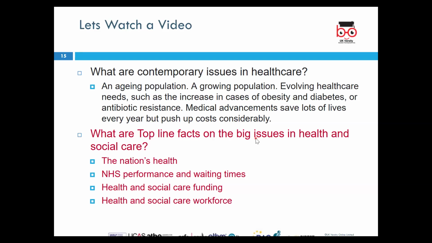The top line facts on big health issues in health and social care: you have the nation's health, NHS performance and waiting times, health and social care funding, and the health and social care workforce.